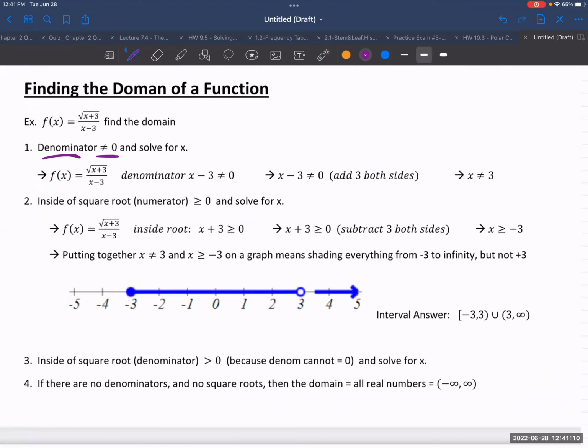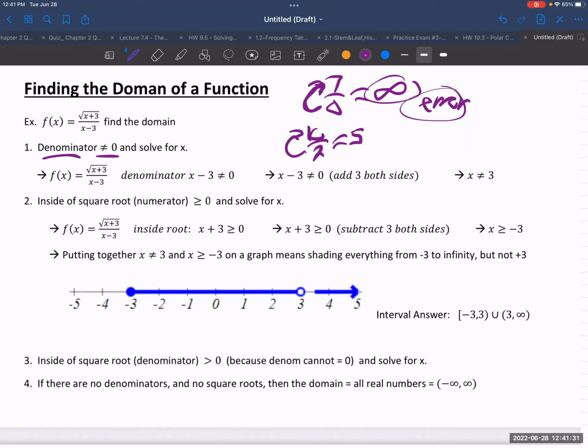Why? Because if the bottom of a fraction is 0, you can try it in your calculator. Take like 7 over 0. Your calculator will say error. It's not a number. You can't divide by 0. Why? Because 0 will go into 7 forever, right? A fraction means divide. Like 10 divided by 2 is 5 because 2 goes into 10 5 times, right? Well, 0 goes into anything forever. It's infinity. That's why your calculator gives you error.